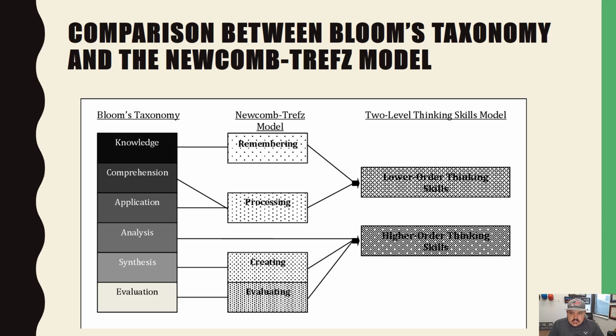And some of these can actually be condensed down into the Newcomb-Treff's model. And so that one encompasses 4 areas: remembering, processing, creating, and evaluating. And those definitely are split into 2 levels of thinking: lower order thinking skills and higher order thinking skills. So when we ask you to remember something or memorize a date, that's a lower order thinking skill. But when we ask you to create something or critically think and evaluate something, those encompass higher order thinking skills.